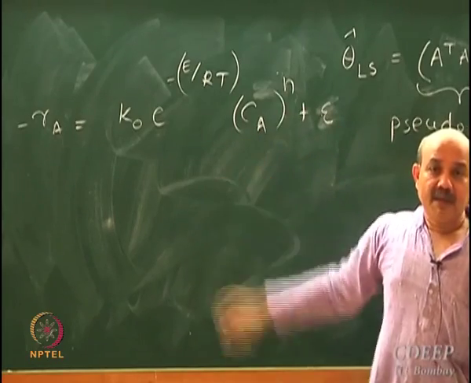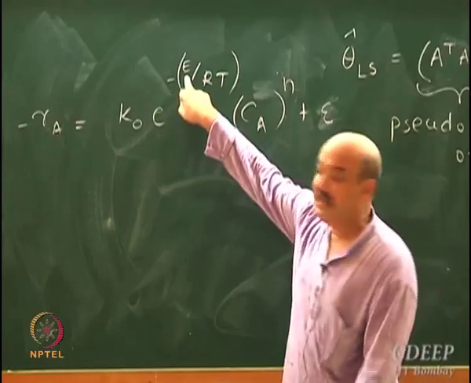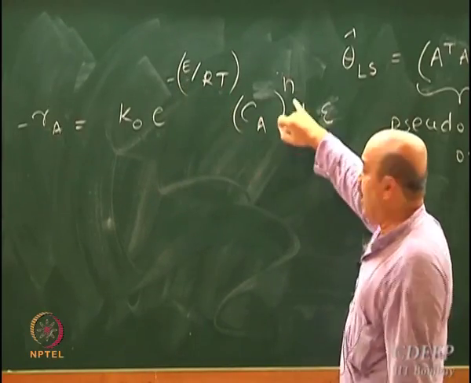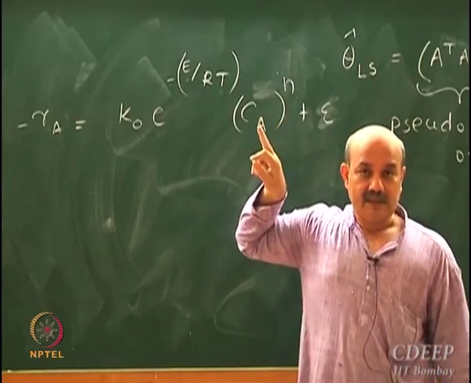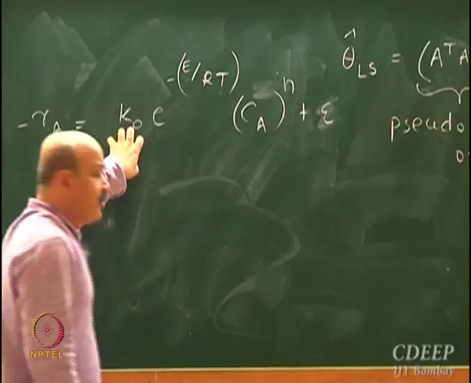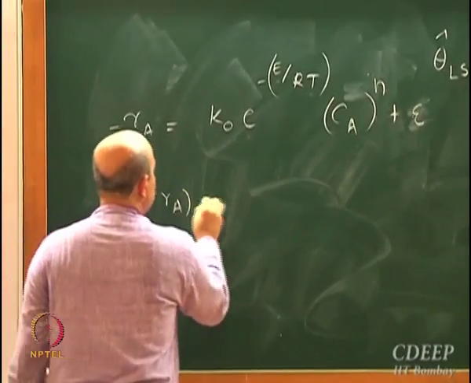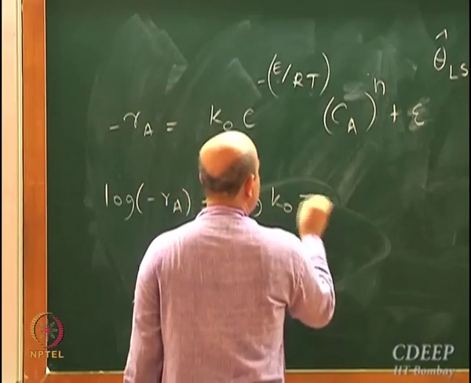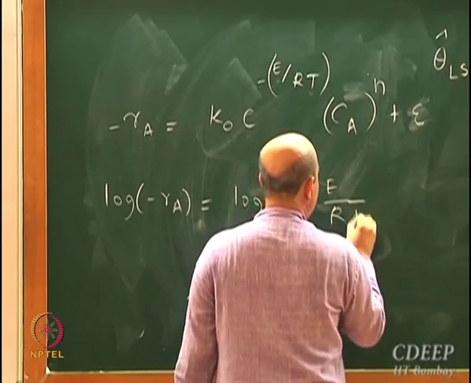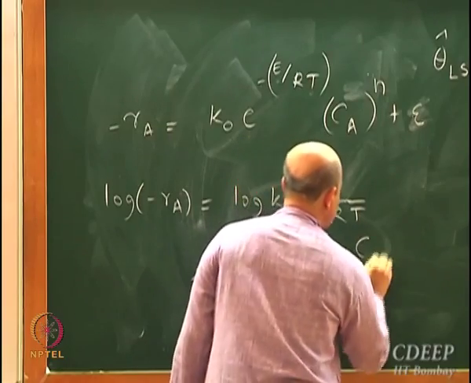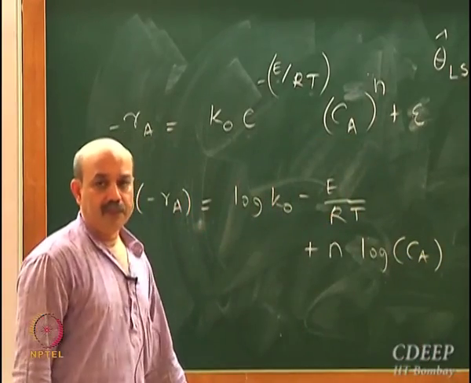So this is my model and I want to get least square estimates. What are the unknown parameters? K naught, E, and n; R is known. What is the data that you have? Ca and T is the data that you have. I could do a log transformation of this model. I can say log of minus Ra is equal to log K naught minus E by RT plus n log Ca.